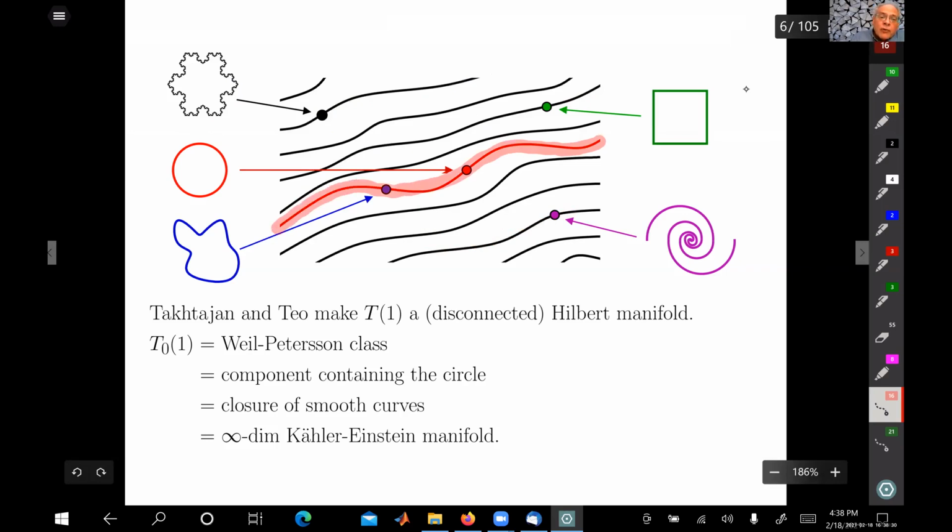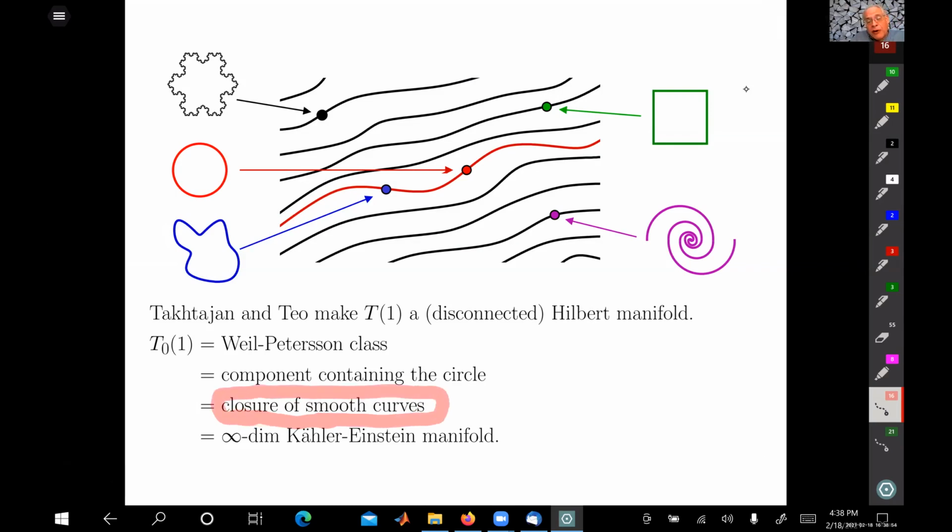This one is the one that contains the circle. That's sort of the most obvious closed curve. And it contains all the smooth closed curves. In fact, this one special component is the closure of all the smooth curves in the plane. And the question is, it's the closure. So there's stuff in there other than smooth curves. And the question is, what's in there besides the smooth curves?